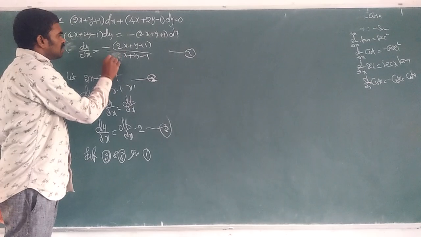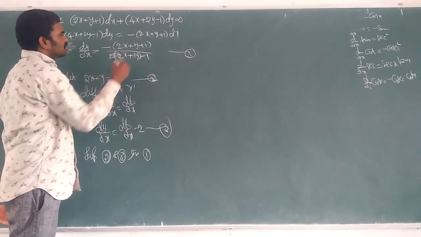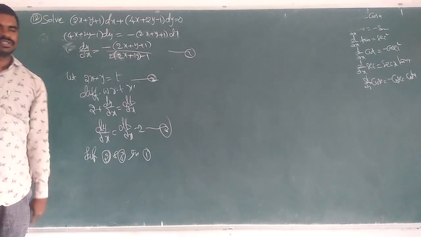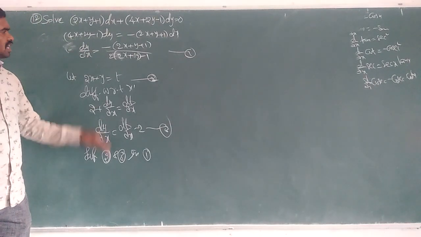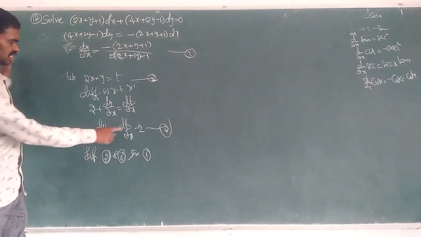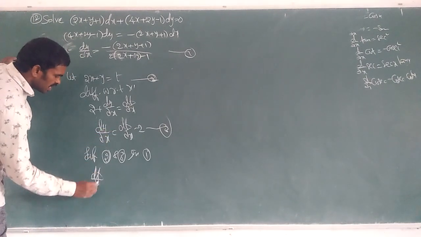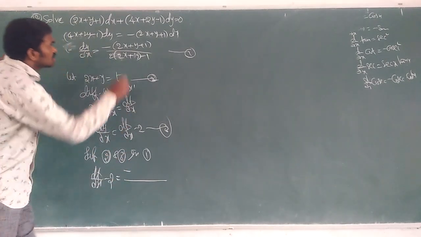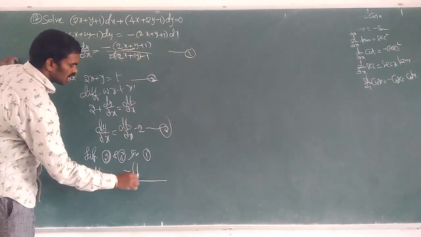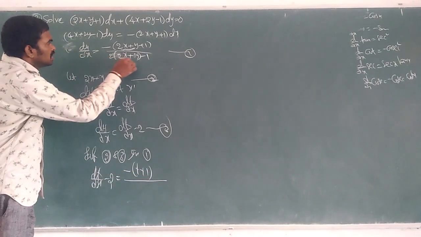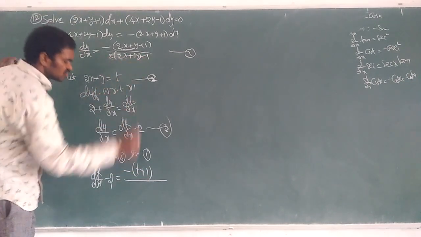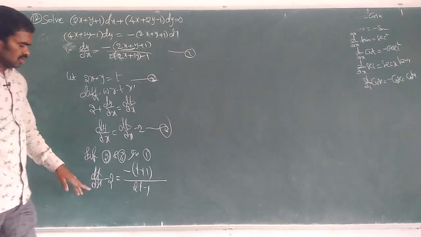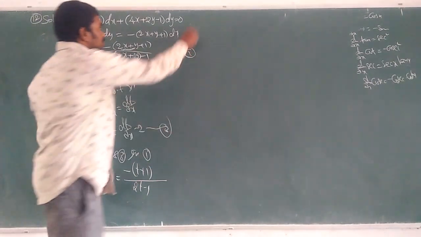So here take 2 common, so 2 into (2x + y). Now this is equation 1. No problem, we change it. Now substitute 2, 3 in 1. So dy by dx means dt by dx minus 2. After that, it is equal to minus of (2x + y + 1), which means t + 1, by 2 into (2x + y) which becomes t, so 2t − 1. 2t − 1. Okay, so minus 2 to the right side.